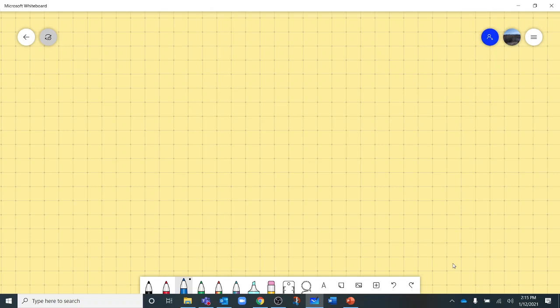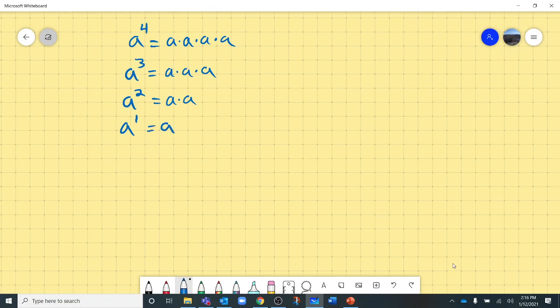Okay, so I just wanted to go over one last thing with exponents, just to show you something. So let's just start with a to the... We're going to use a letter just to kind of show this out. So a to the fourth. Okay, a to the fourth equals a times a times a times a, right? Okay, a to the third power. That's a times a times a. A to the second power equals a times a. A to the first power equals a.